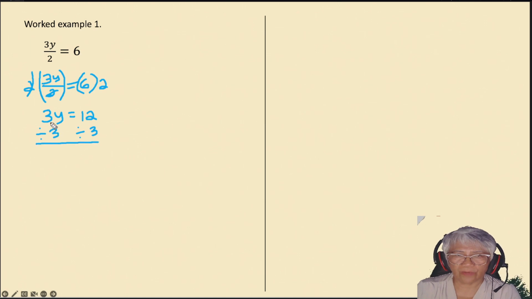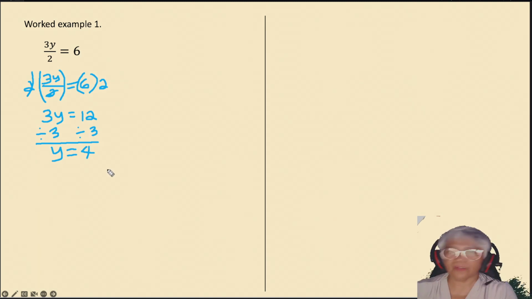So we'll now have 3 divided by 3 is 1, or just y. We don't need to write down the number 1. So this is 12 divided by 3 is equal to 4. Done. The equation has been solved. Now let's go to number 2.